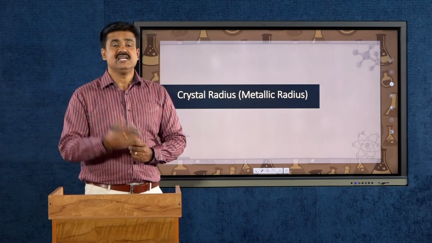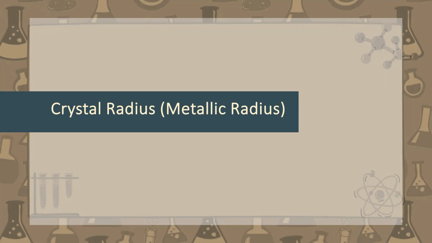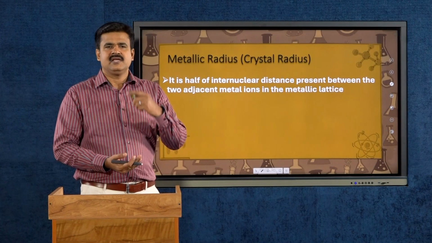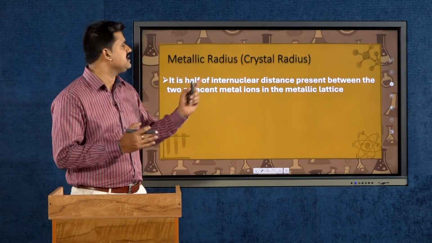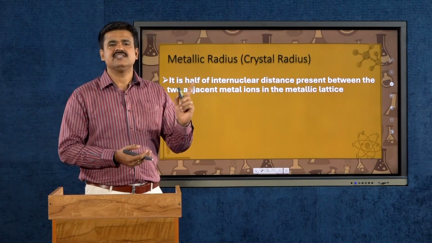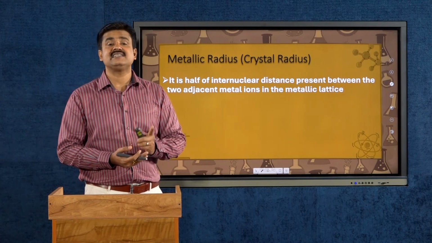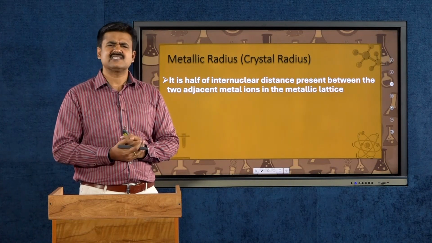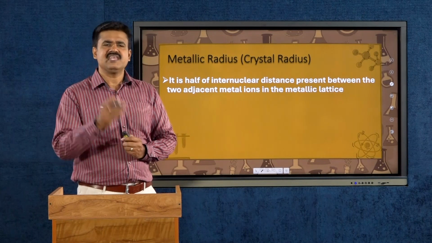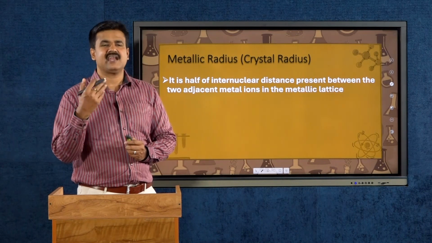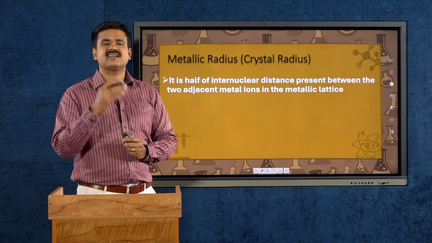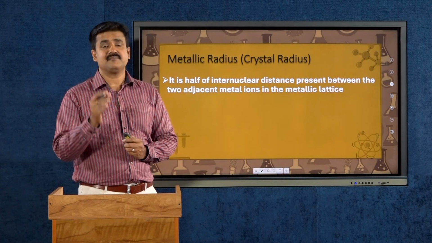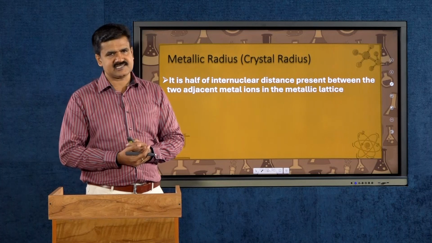We are entering into the second type of atomic radius, that is the crystal radius, which is otherwise called metallic radius. The metallic radius or crystal radius is defined as half of the internuclear distance present between the two adjacent metal ions in a metallic lattice. You are familiar with the concept of lattice in metallic crystals. Every metallic crystal is associated with some crystal lattice or metallic lattice, and this metallic radius is related to the arrangement of the metal atoms in the crystal lattice.